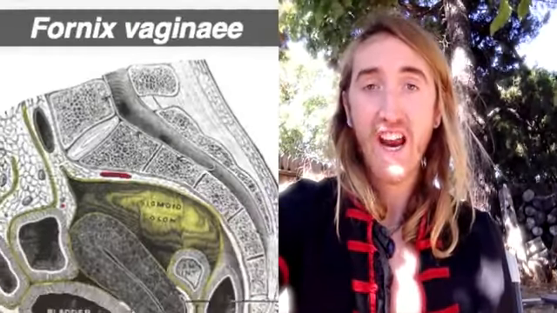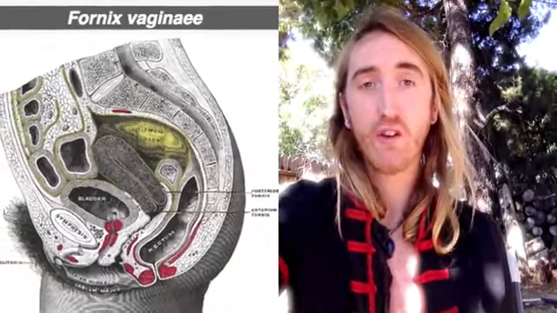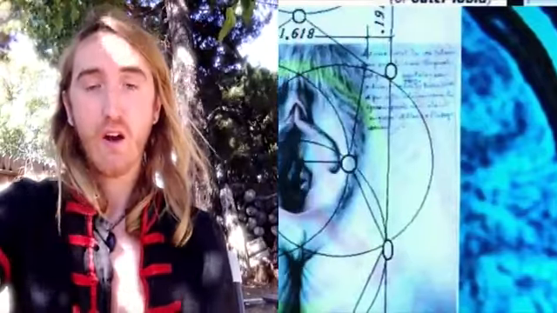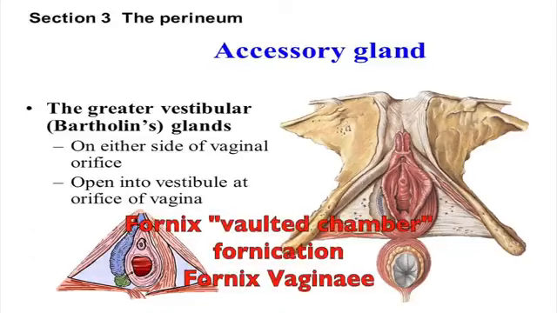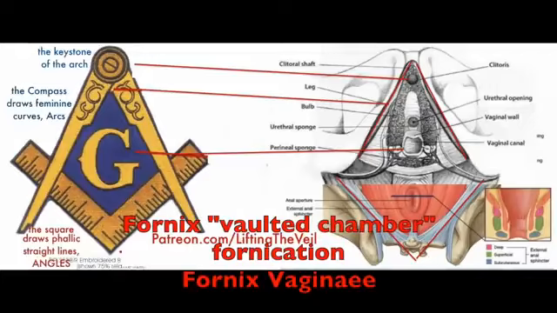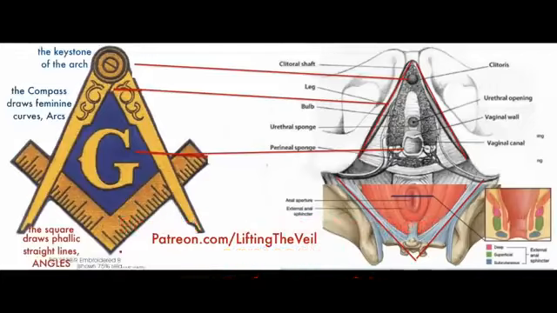And the word fornix is where we get the word fornication, because the fornix was also referred to as a vaulted chamber. In other words, it was linked and related etymologically to a brothel, or in other words, a place where you go for fornication. But in ancient times, this was known as sacred sexuality or sacred prostitution.